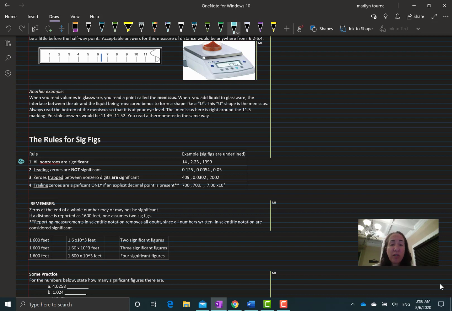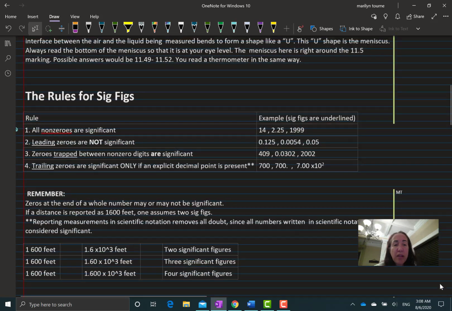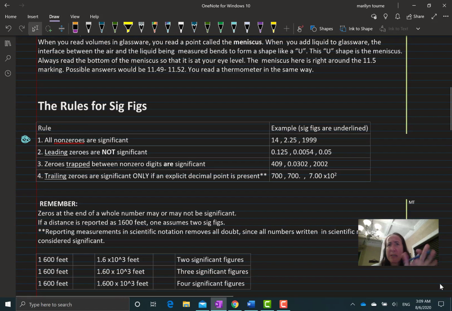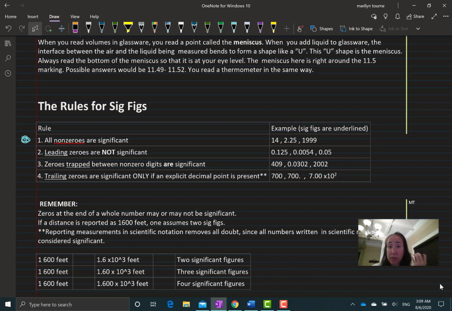So obviously you have some examples here. If you have, let me make this a little bit bigger, but if you have the number 14, how many significant figures do you have in the number 14? That would be 2. If you have 2.25, there's no zeros there, right? So that number would have 3 sig figs. So it's a very simple rule. It's sort of like a dum-dum rule, but it's very important.